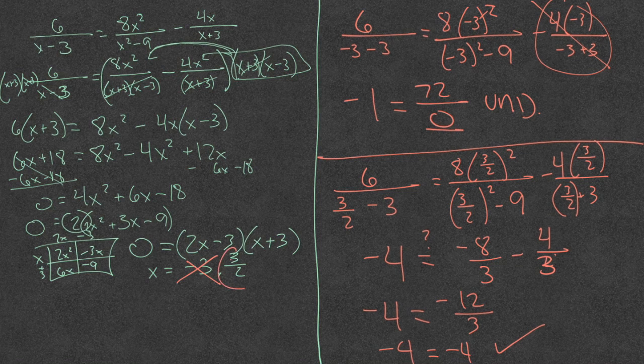And there we go. So 3/2 is our only answer. So our extraneous solution is x equals negative 3. And your real solution is 3/2.